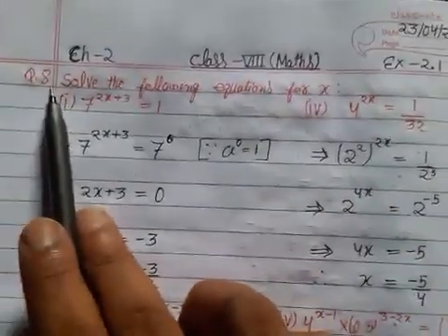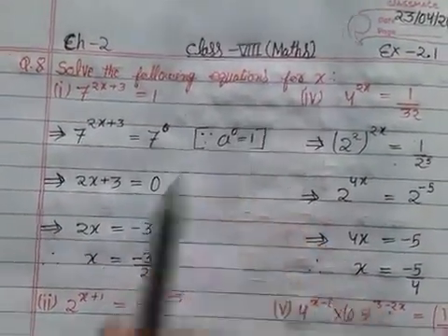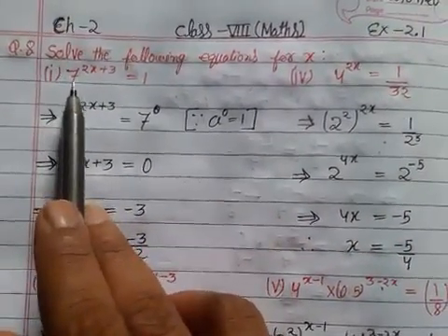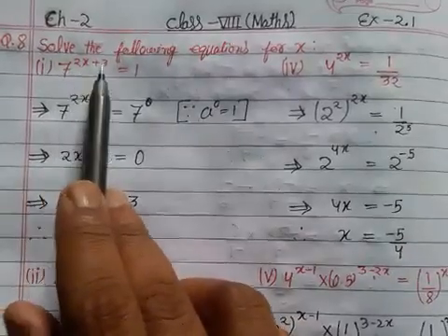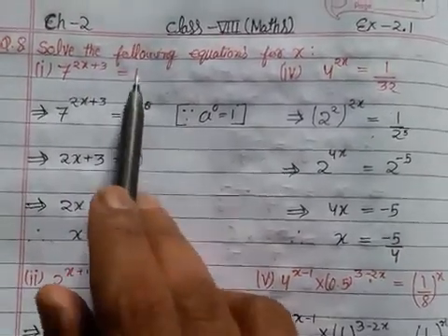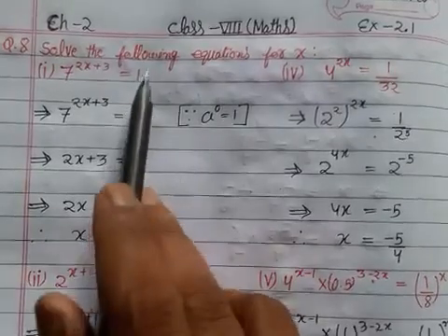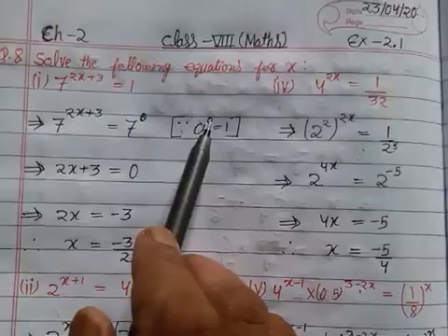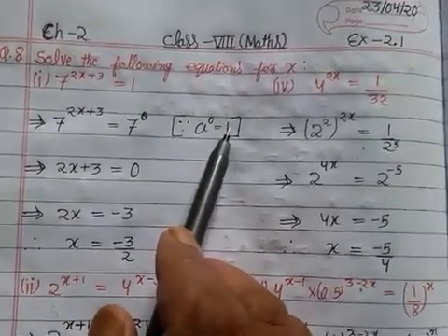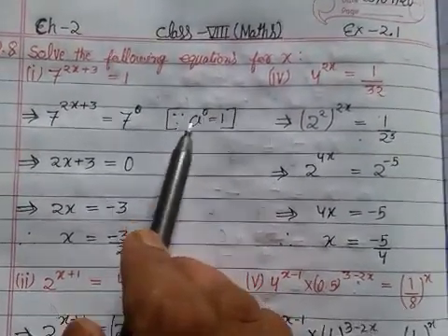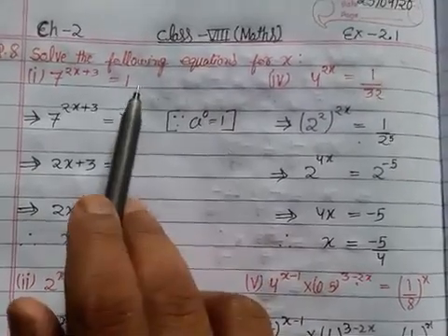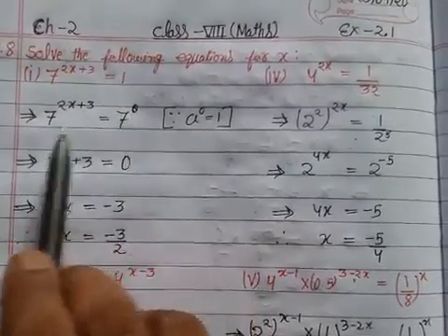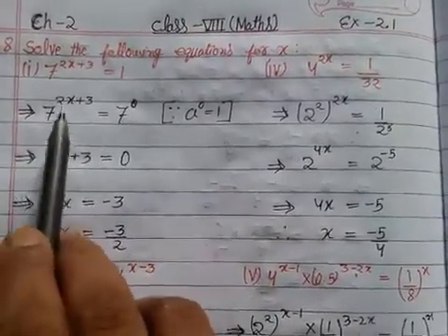Question number 8. Solve the following equations for x. The first equation is 7 to the power 2x plus 3 is equal to 1. We can write 7 to the power 0 in place of 1, because any number with power 0 is 1. Any exponent whose power is 0 is 1. So we write 7 to the power 0 in place of 1, because the bases are the same.